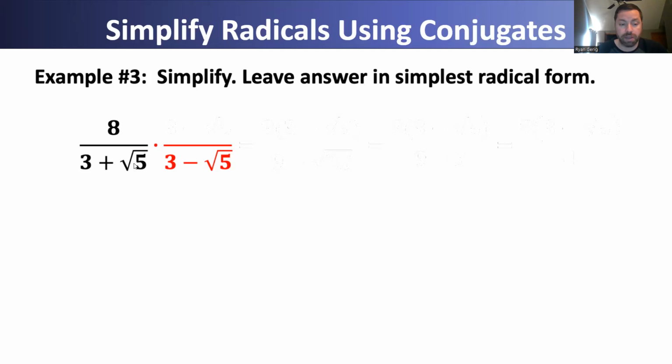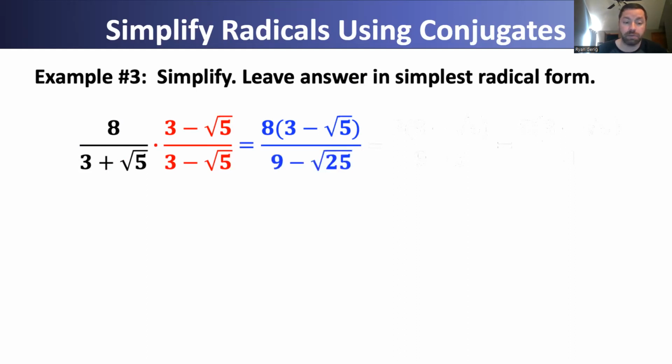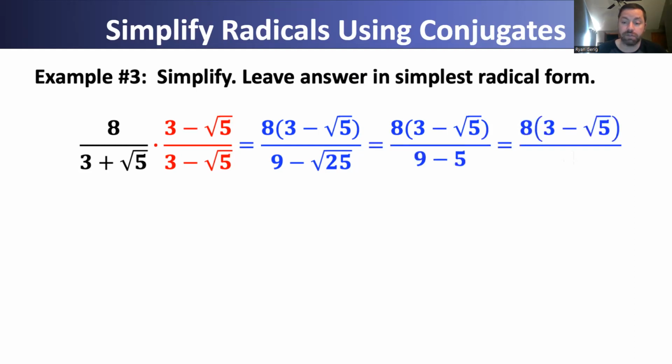Whatever you multiply the bottom by, though, you have to multiply the top by. I'm not going to worry about the top right now. I'm going to leave it as 8 parentheses 3 minus radical 5, and something's going to happen there. You'll see that in a second. Now, we're foiling 3 plus radical 5 times 3 minus radical 5. 3 times 3 is 9. Radical 5 times negative radical 5 is negative radical 25. I know that the middle terms cancel, so I can just ignore that. All right, so square root of 25 is 5. 9 minus 5 is 4.